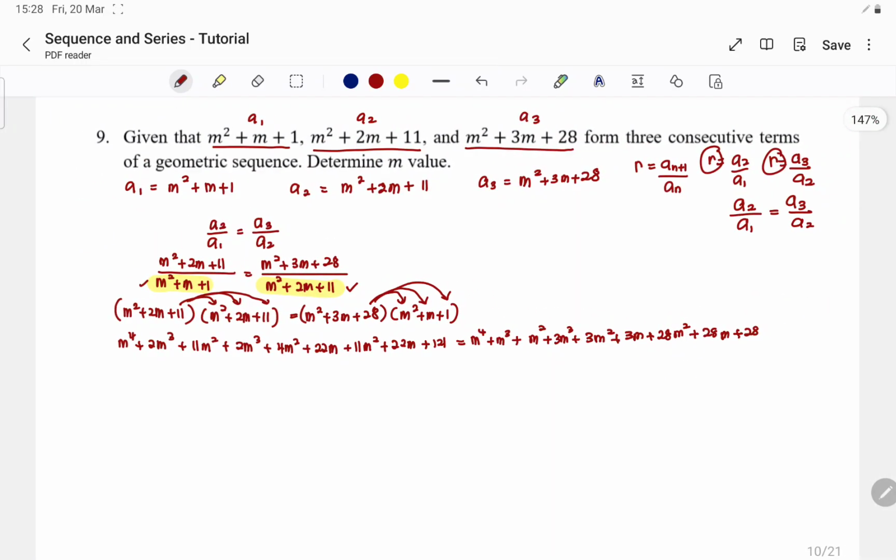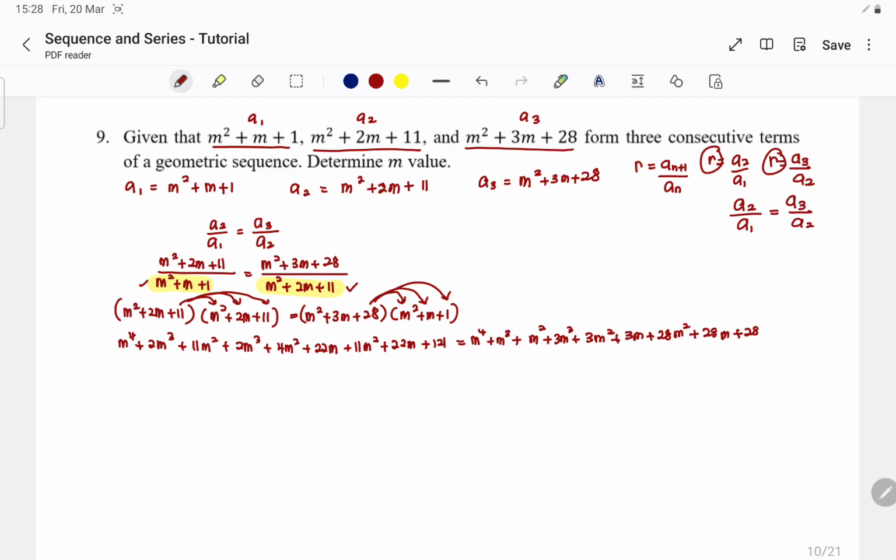So you get like this. So what you have to do is you have to move terms, and at the end you will get a quadratic equation in terms of m. Then you factorize, then you're going to get the answer. So for the rest of the steps, you have to do it as your submission. So question 9 is your submission, yeah? Okay. So we proceed to the next question.